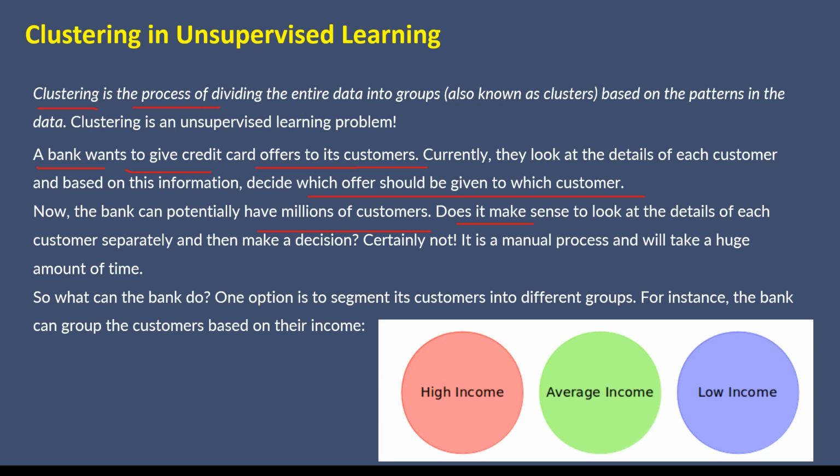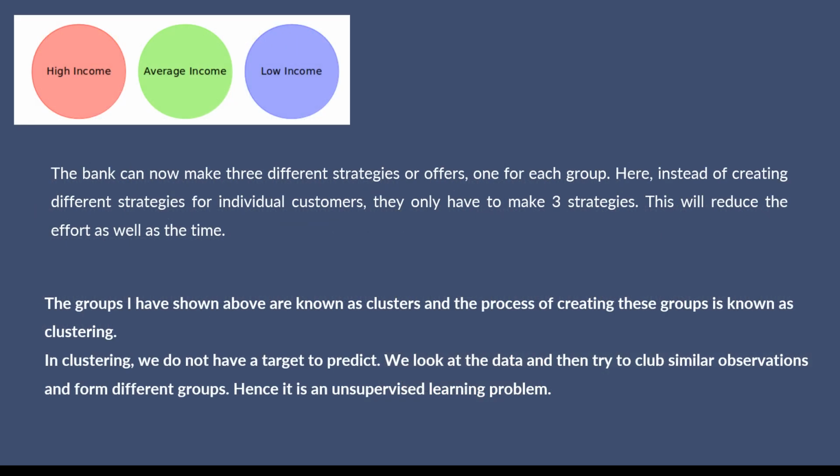One option is to segment its customers into different groups. For instance, the bank can group the customers based on their income: high income customers, average income customers, and low income customers. So the bank can now make three different strategies or offers, one for each group. Here, instead of creating different strategies for individual customers, they only have to make three strategies. This will reduce the effort as well as time.